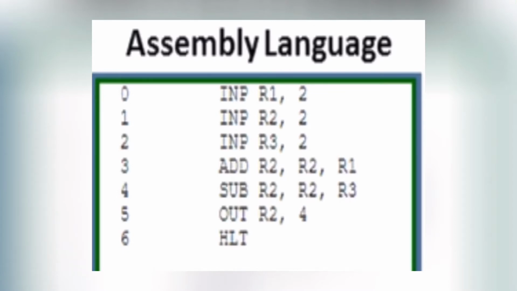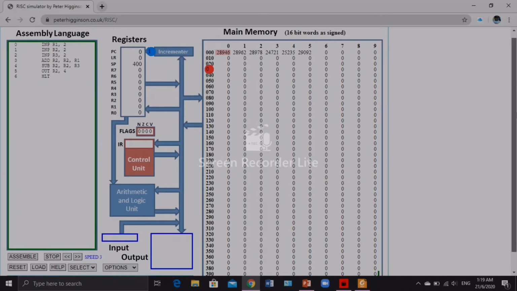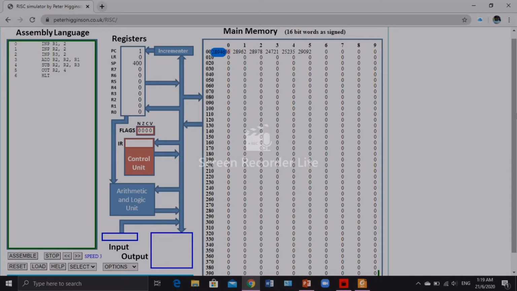And then HLT means halt. After writing the whole instruction set in assembly language in the program, this is what happens. First, the program counter holds and queues the addresses of the instructions, and it interprets each instruction one by one. Then it fetches the data needed for each instruction from the main memory and stores it in the IR.